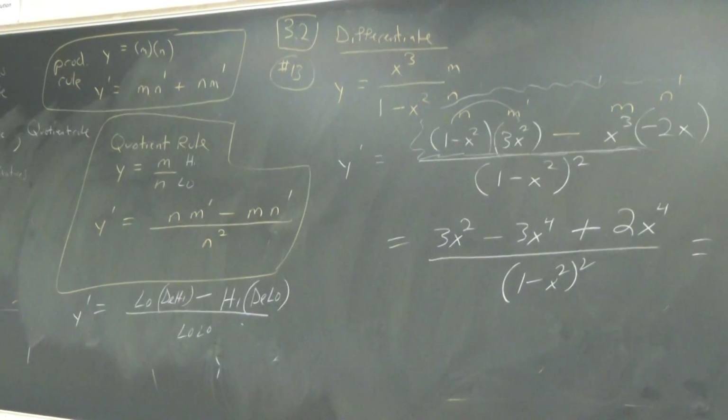All right, final answer will be 3x squared minus x to the power 4, all over 1. So far, so good?